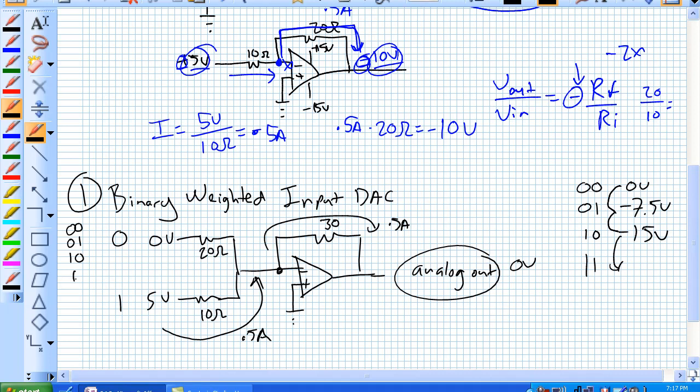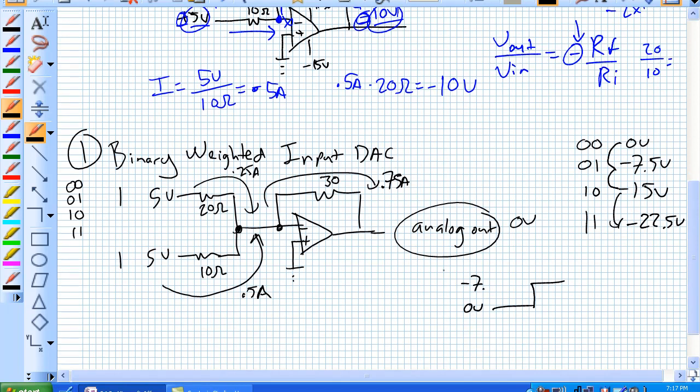Now, 1, 1. 5 volts, 0.25 amps coming in here, 0.5 coming in here. What's going through here via KCL? 0.75 amps. 0.75 times 30 gives negative 22.5 volts, a step of negative 7.5 volts. So what we have here is 0 volts, that's our representation of 0, 0. Now along comes the 0, 1. We get negatives. I've inverted it here; I should actually be going down, but you guys get the picture. Negative 7.5, negative 15, negative 22.5 volts.